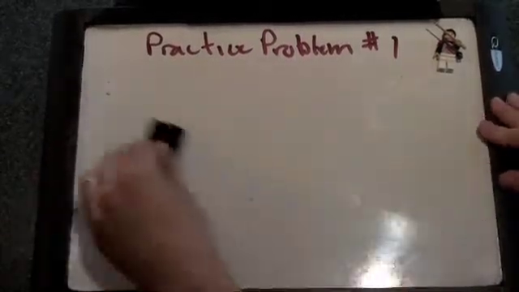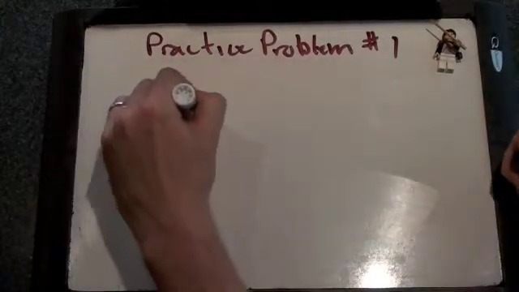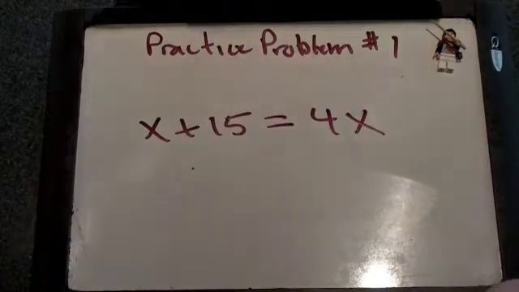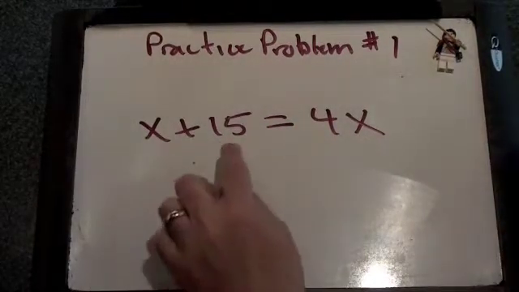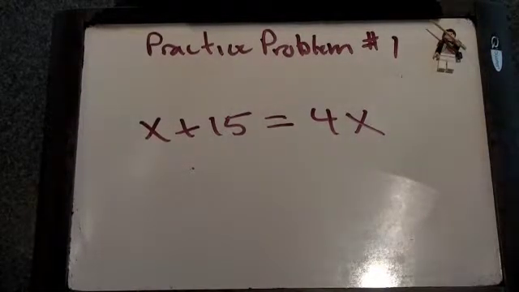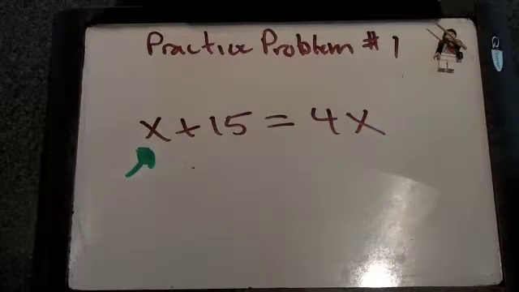And what's the first thing we do to x? X plus 15 equals 4x. That's all we said. We started with a number, and when you add 15 to it, you get 4 times the original number. And we call the original number x. So what do you want to do?